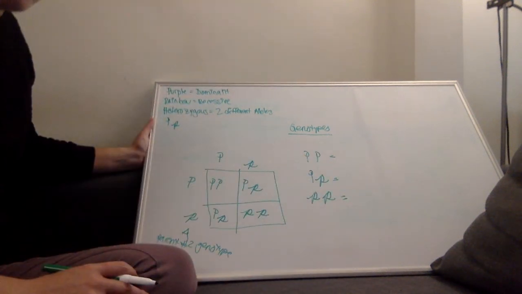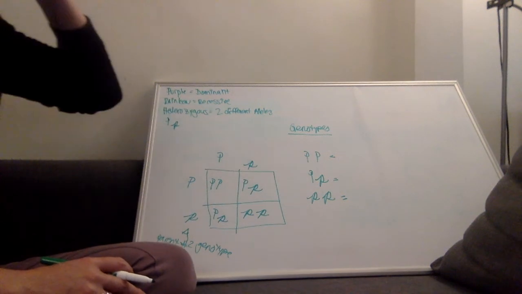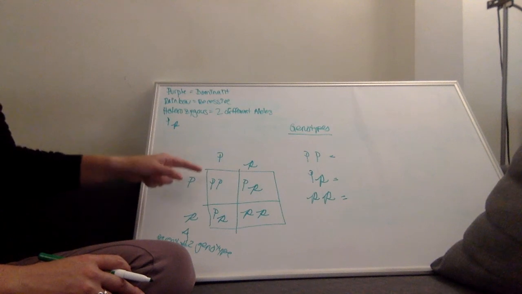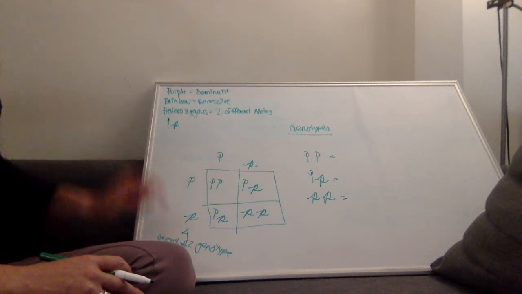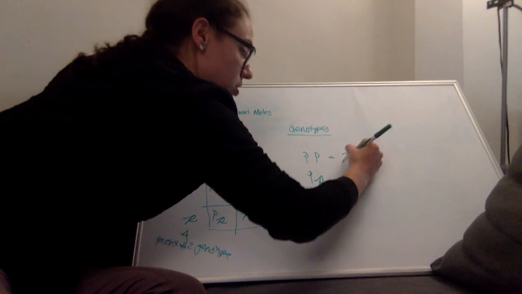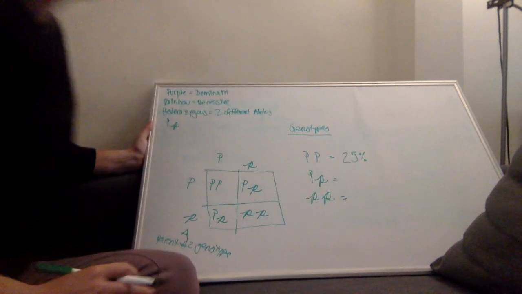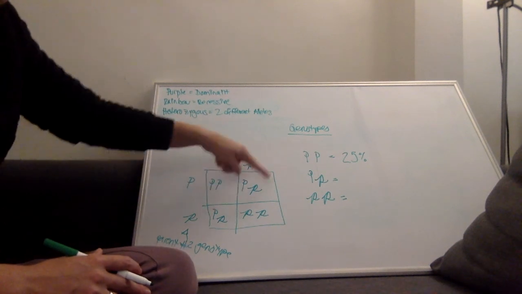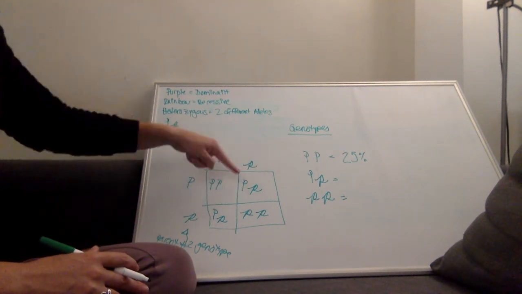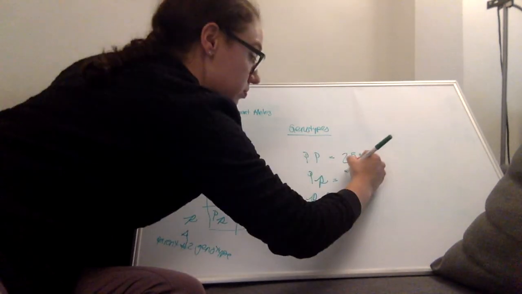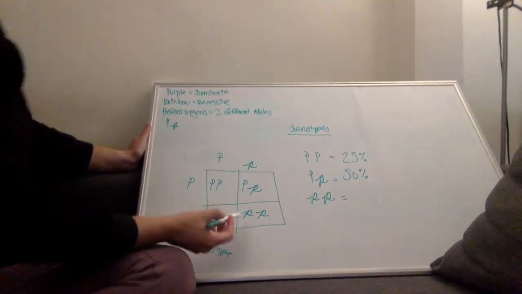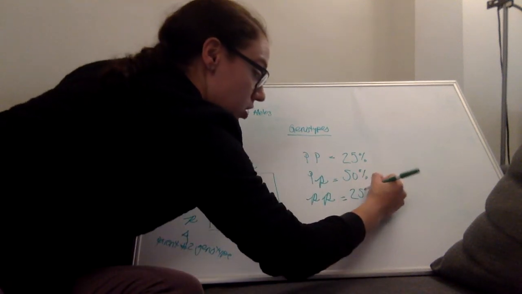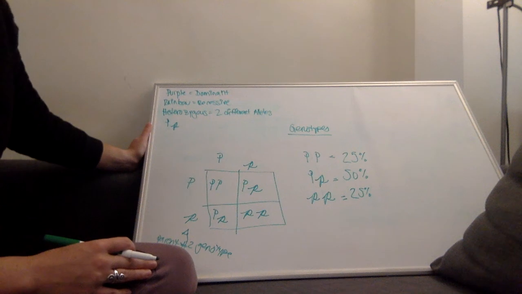Okay, what's our percentage of uppercase P, uppercase P? We only have one box. So here has to be 1 out of 4. 1 out of 4 in a percentage is 25%. What about uppercase P, lowercase p? Here, these are the only ones that we have. We have 2 out of 4. Okay, that's 50%. And lowercase p, only 25%, 1 out of 4. Okay, that's our percentages of genotypes.